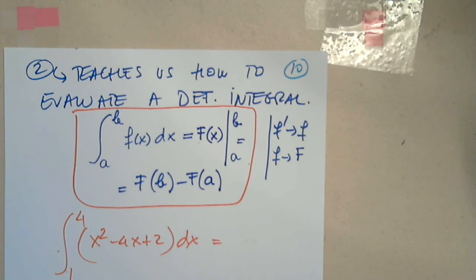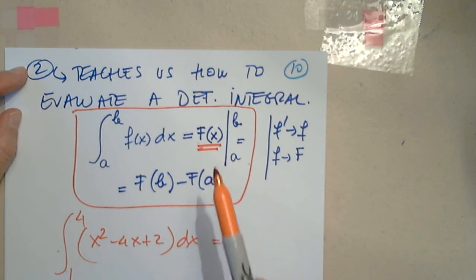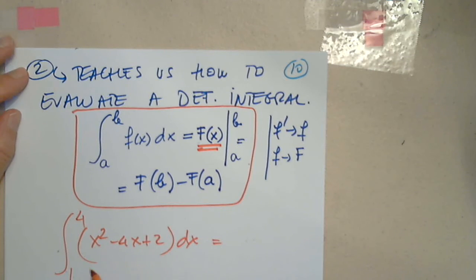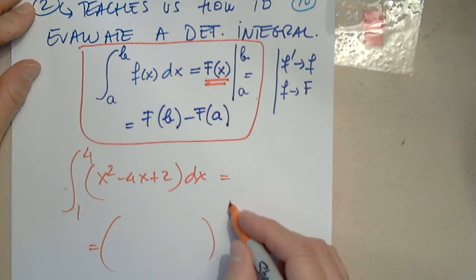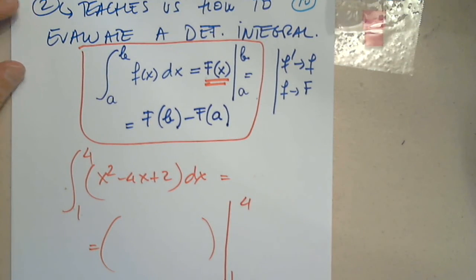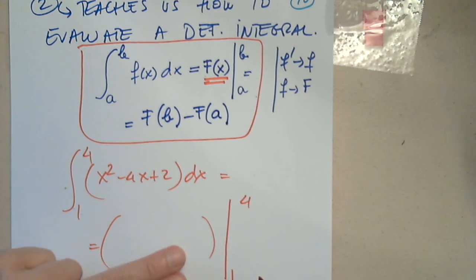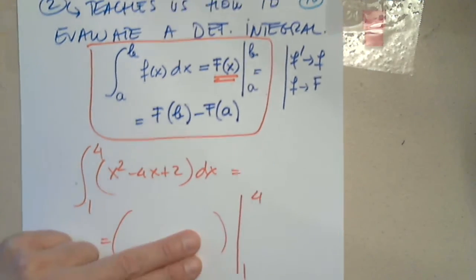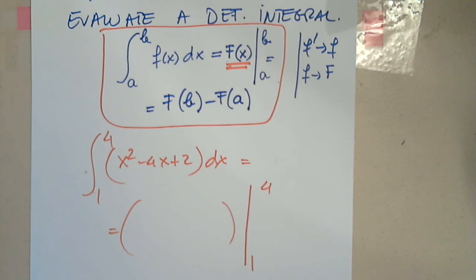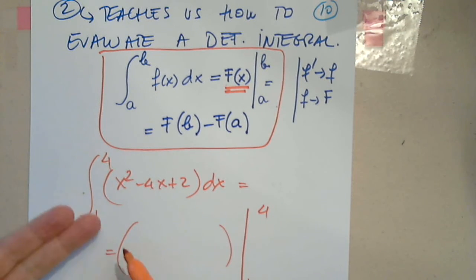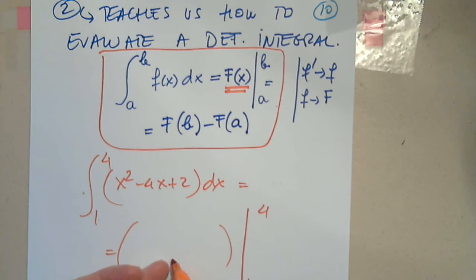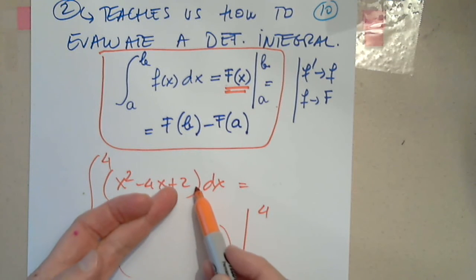So, according to this, I have to find the antiderivative of this function. And when I'm done, I will evaluate it from 1 to 4. I will plug in 4 everywhere and subtract when I plug in 1 everywhere. But the question is, which function prime is that? Which function prime is this? And which function prime is that?